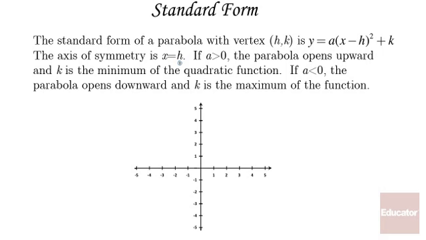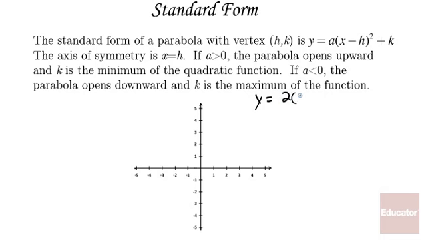The axis of symmetry is x equals h. So a few things just from looking at this. I know the vertex because it's (h, k). I know the axis of symmetry. It's at x equals h. And if I look at a, I'll know if the parabola is upward or downward facing. If a is greater than 0, the parabola will open upward, and k gives you the minimum. If a is a negative value, if it's less than 0, the parabola opens downward, and k is the maximum value of the function.